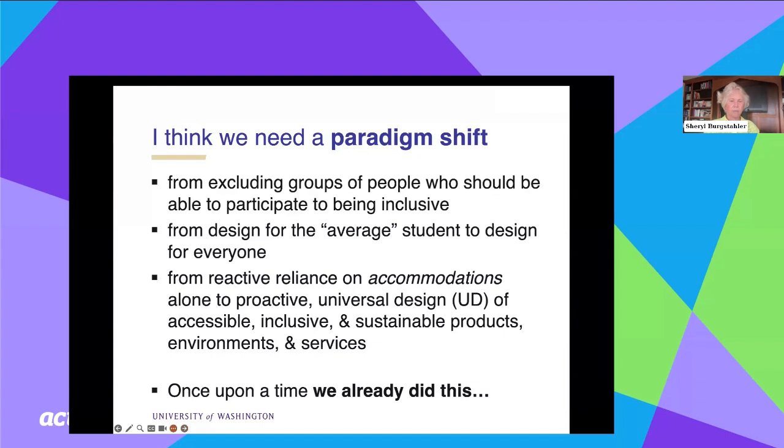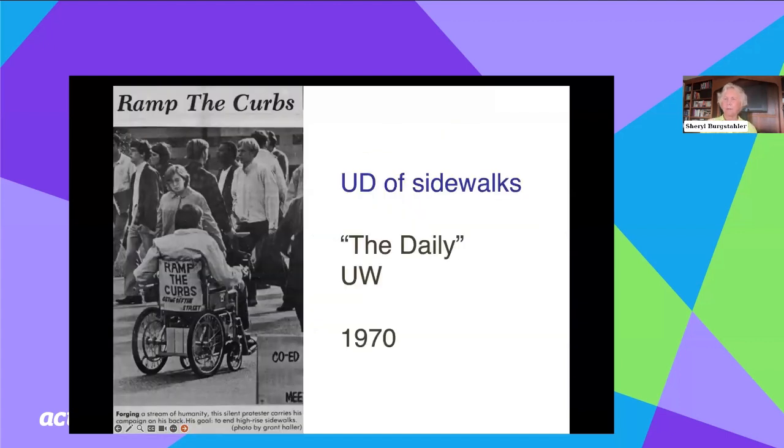So once upon a time, good for us, we already did this many years ago. Here's a picture of an image that was on the front page of the Daily, which is the student newspaper here at the University of Washington to this day. 1970. The headline says, "Ramp the Curbs." And it says that forging a stream of humanity, this silent protester carries his campaign on his back. His goal, to end high-rise sidewalks.